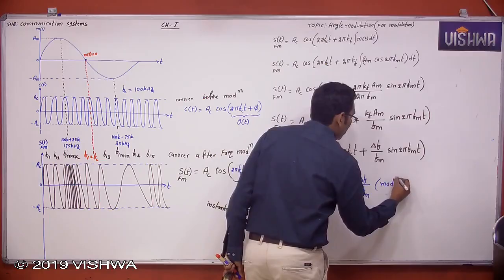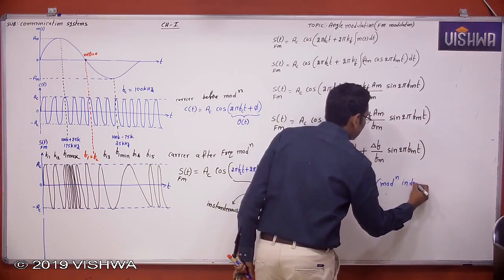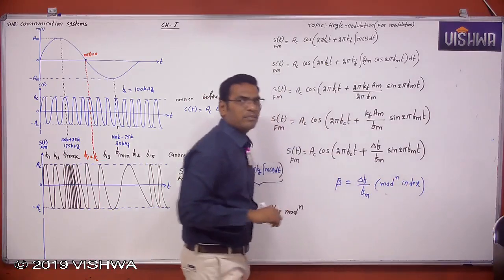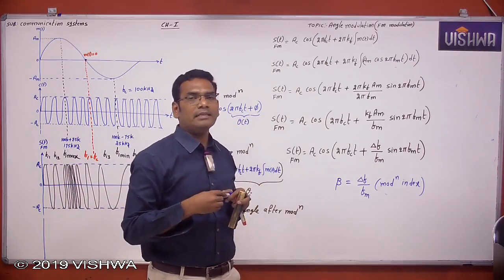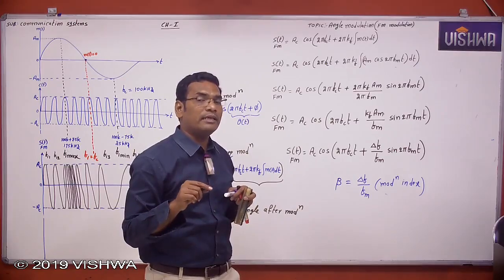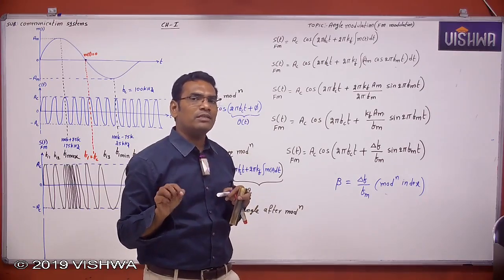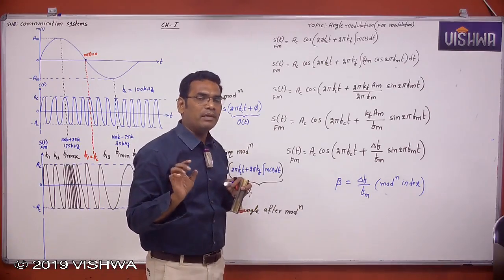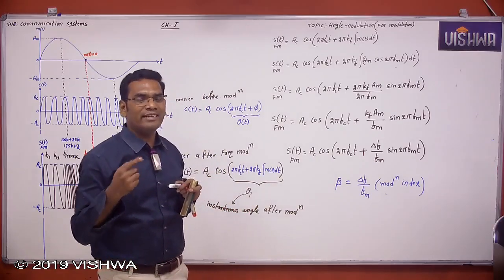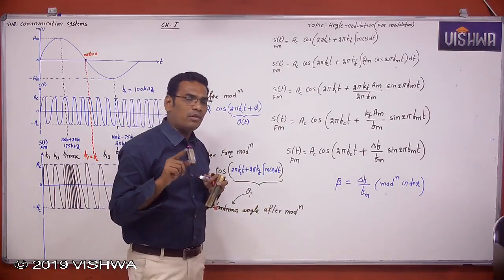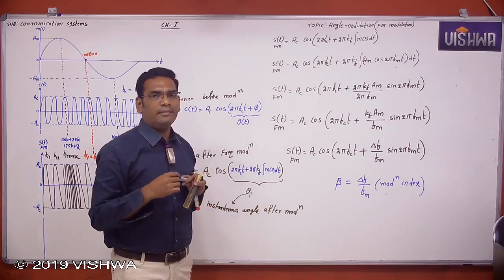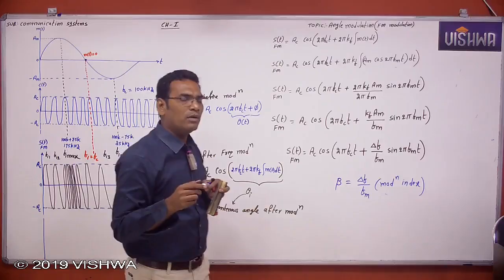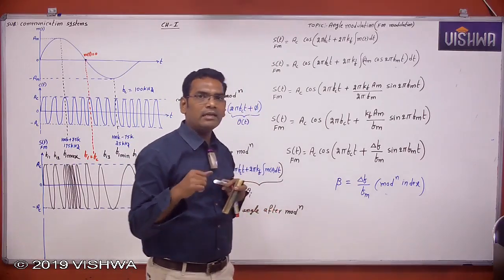This is the modulation index in FM. There is a modulation index which we already have experience with in AM. The modulation index in AM is mu, which is equal to Ka into Am, and it is used for the demodulation process. So the modulation index in amplitude modulation is used in the envelope detector for demodulation of AM.